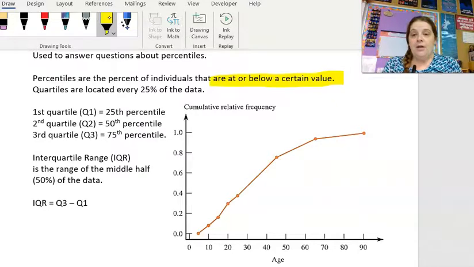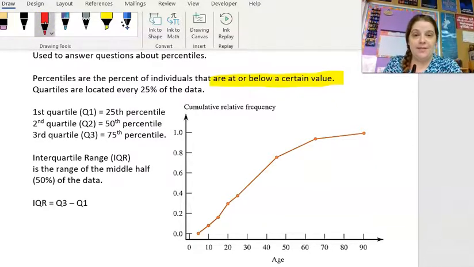All right, so when I'm looking at this particular picture, I've got age over here, and notice that the very last spot goes, and if I look over, that is 1. This is called cumulative relative frequency.